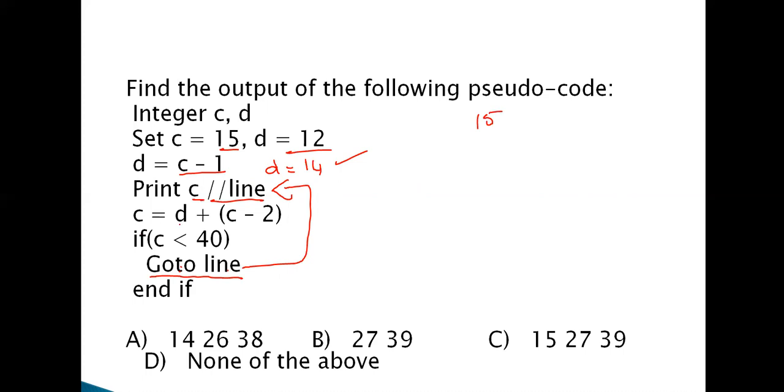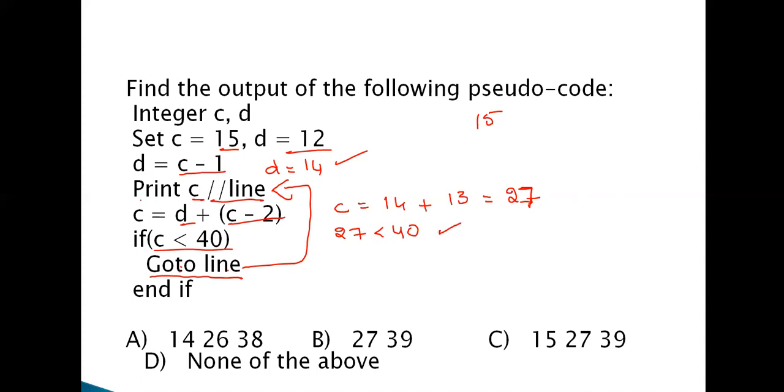Next, C is equal to D plus C minus 2. So what is the updated D value? 14. What is C minus 2? 15 minus 2, 13. So C value is equal to 27. If C less than 40, that is 27 less than 40, yes, condition true.